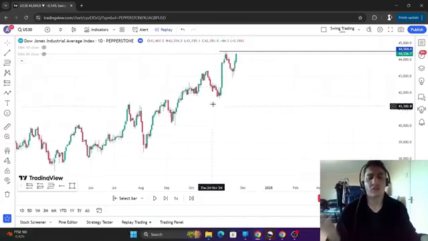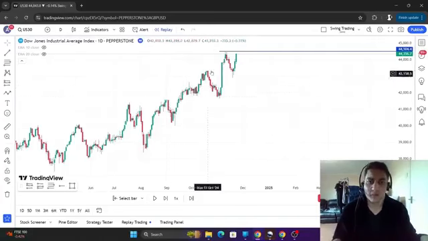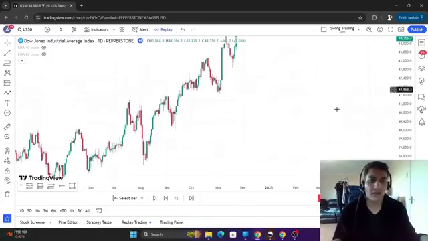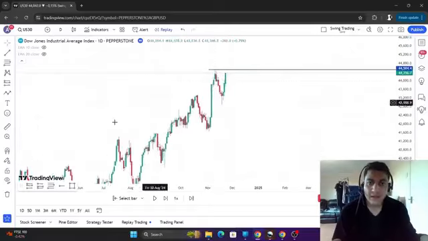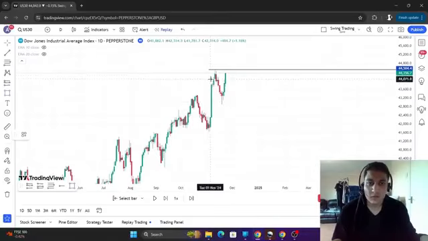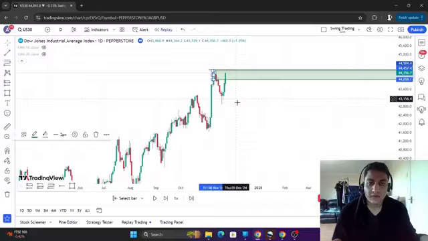And obviously, the bias is really easy on that, right? We're in a bull market, and we've got this key high here, this key high right here. And if we were bearish, this order block right here is the last up close candle for the down move.